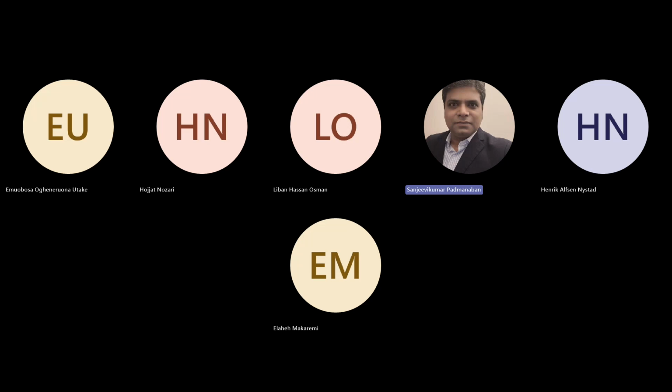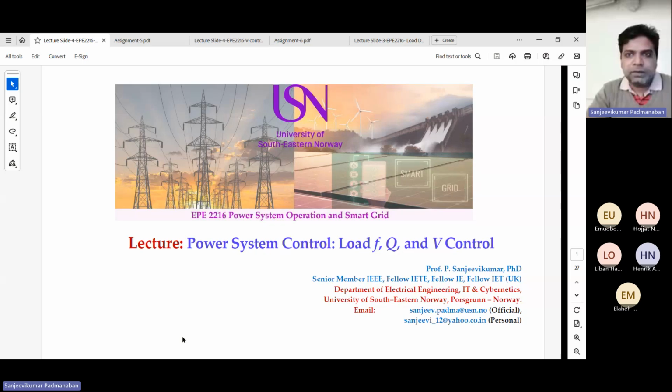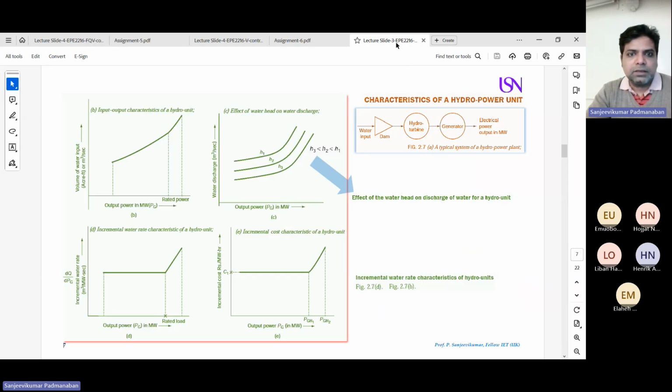Very good morning. Before I start my lecture on the new topic, I want to give one point on the previous lecture. There was a typographical error on the characteristics of output power in megawatt versus water discharge in meter cube per second, where the head H3 is less than H2 and less than H1, and that's very important.